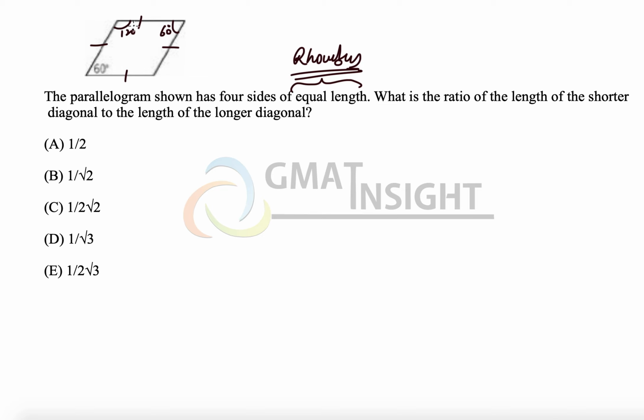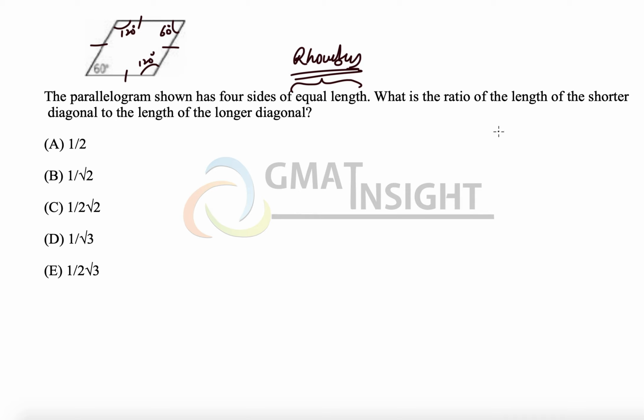So these remaining two angles will be 120 degrees each, because two adjacent angles add up to 180 degrees. So if this angle is 60, this angle is automatically 120 degrees. Properties of a rhombus: diagonally opposite angles are equal, all sides are equal. Another property of a rhombus is that the diagonals are perpendicular bisectors of each other. Now let's see whether it's useful here or not.